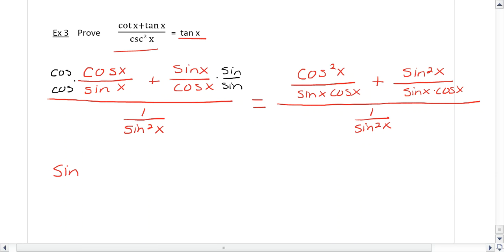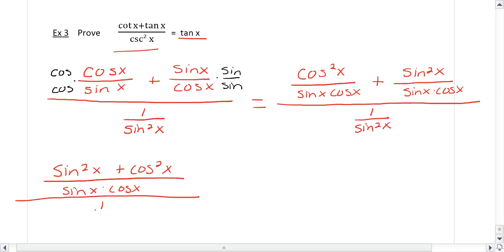So I have sine squared x plus cosine squared x all over my common denominator of sine x cosine x. And of course, this is still all over that denominator of 1 over sine squared. Now, it might not look like we got anywhere, but I hope you recognize this numerator as an identity. This is 1. So now I have 1 over sine x cosine x.